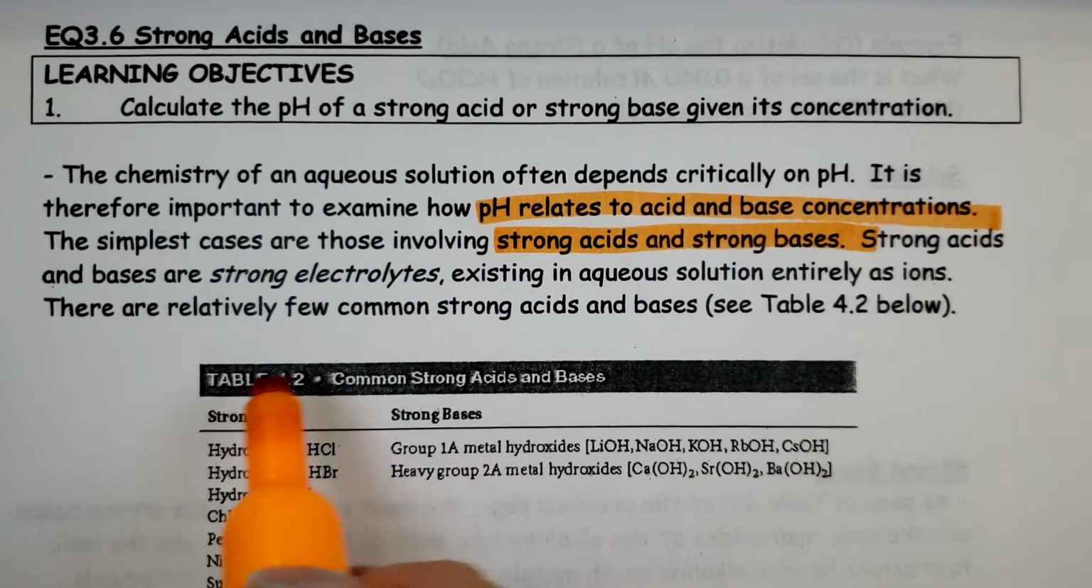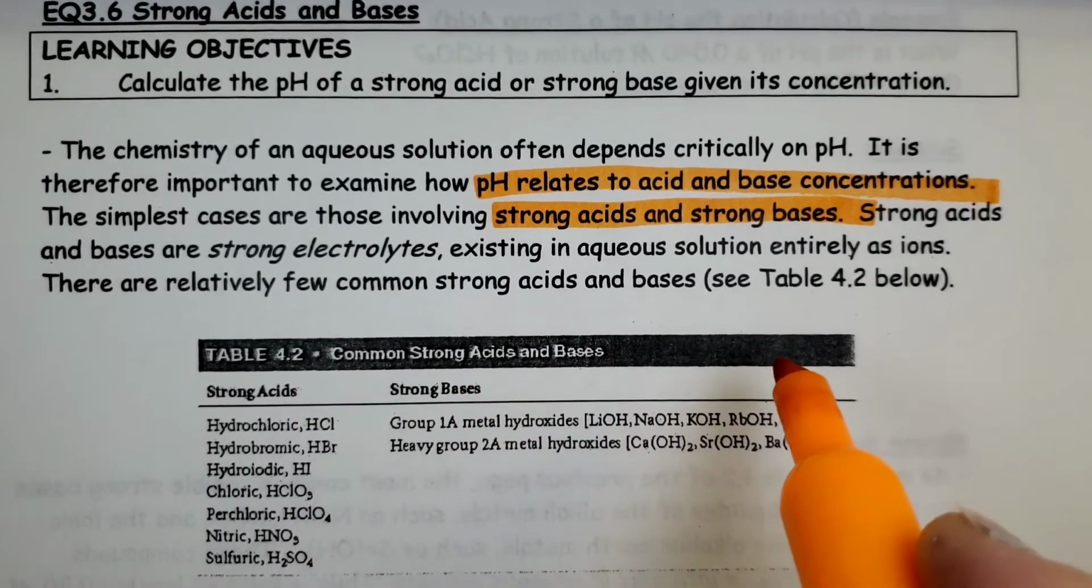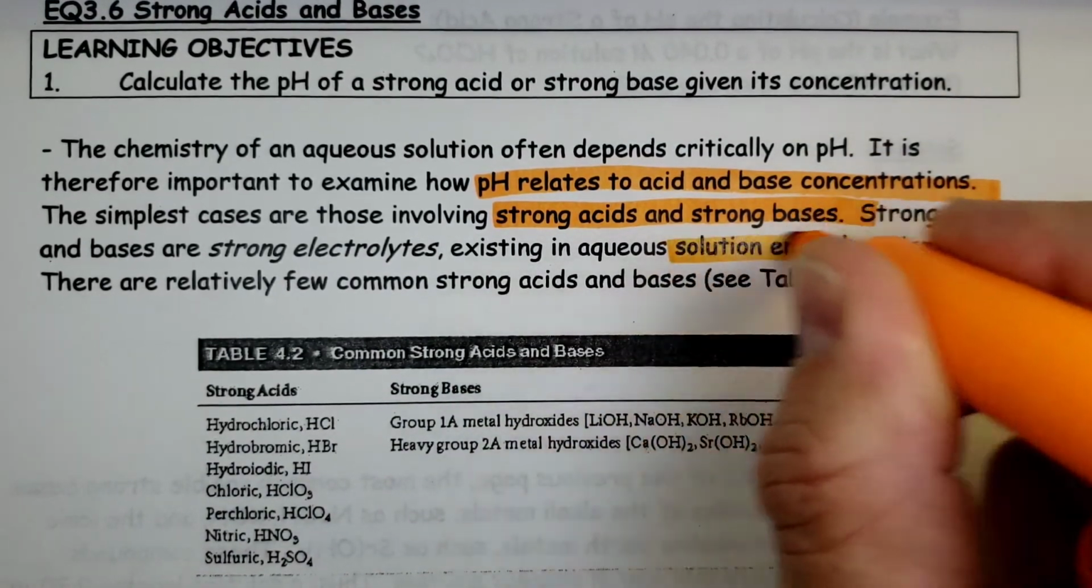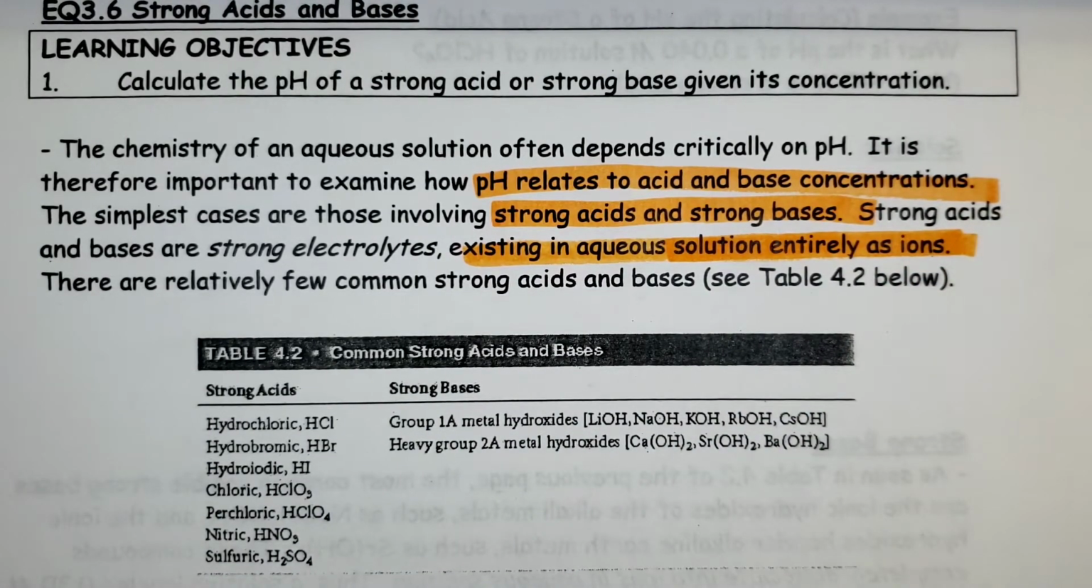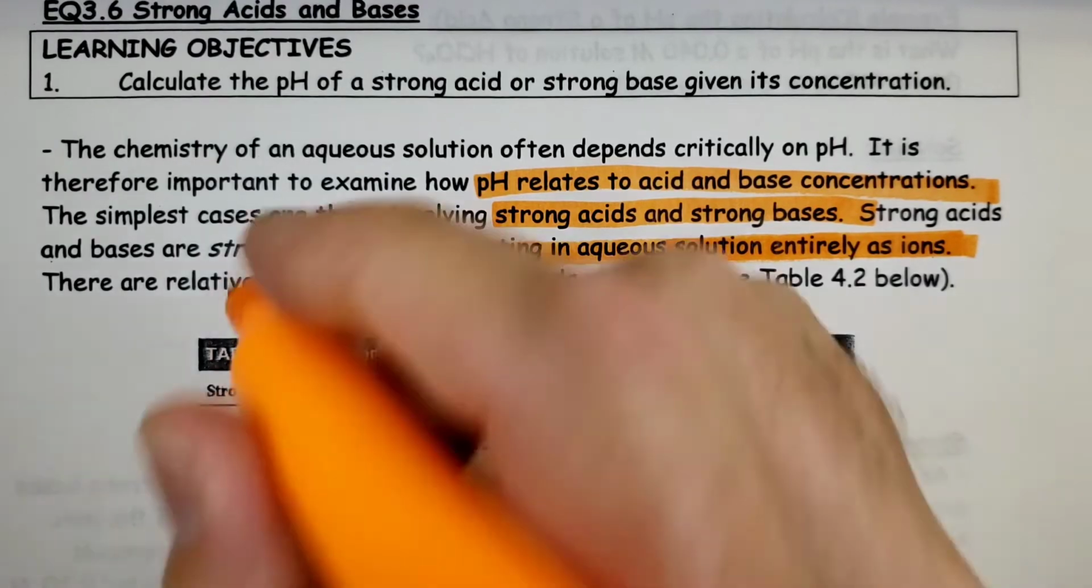Strong acids and bases are strong electrolytes existing in aqueous solution entirely as ions. Let's highlight that. So what that means is that strong acids and bases completely dissociate or break down into H plus ions, or in some bases, OH minus ions. There are relatively few strong acids and bases.